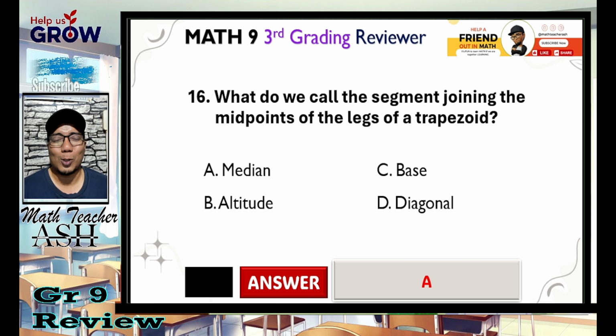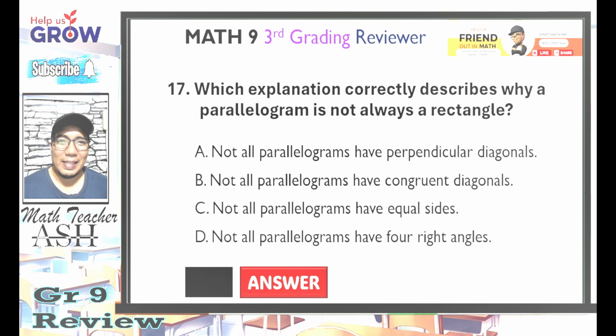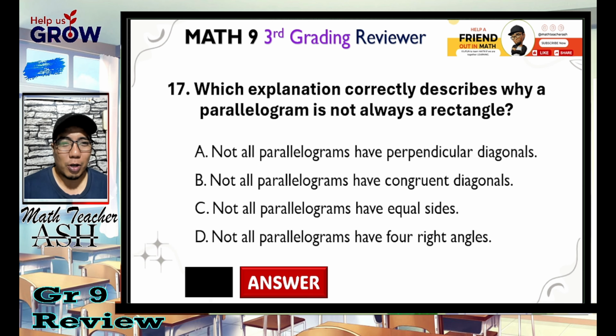So now let us go to question number 17. Which explanation correctly describes why a parallelogram is not always a rectangle? Is it A, not all parallelograms have perpendicular diagonals? B, not all parallelograms have congruent diagonals? C, not all parallelograms have equal sides? Or D, not all parallelograms have 4 right angles? I'll give you 5 seconds to think about your answer.